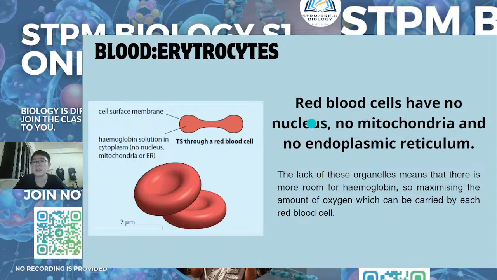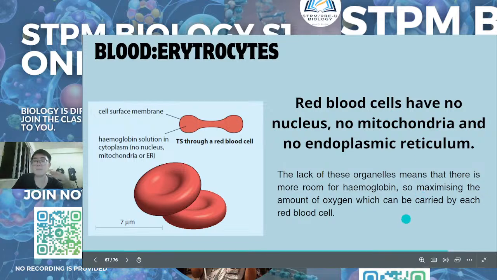And another structure is that the red blood cell does not contain many organelles. It does not contain a nucleus, mitochondria, and also endoplasmic reticulum. So meaning that it does not contain all these organelles because it needs to give the maximum space so that there is more space for the cells to carry more hemoglobin. So it can maximize the amount of oxygen that can be carried lah.